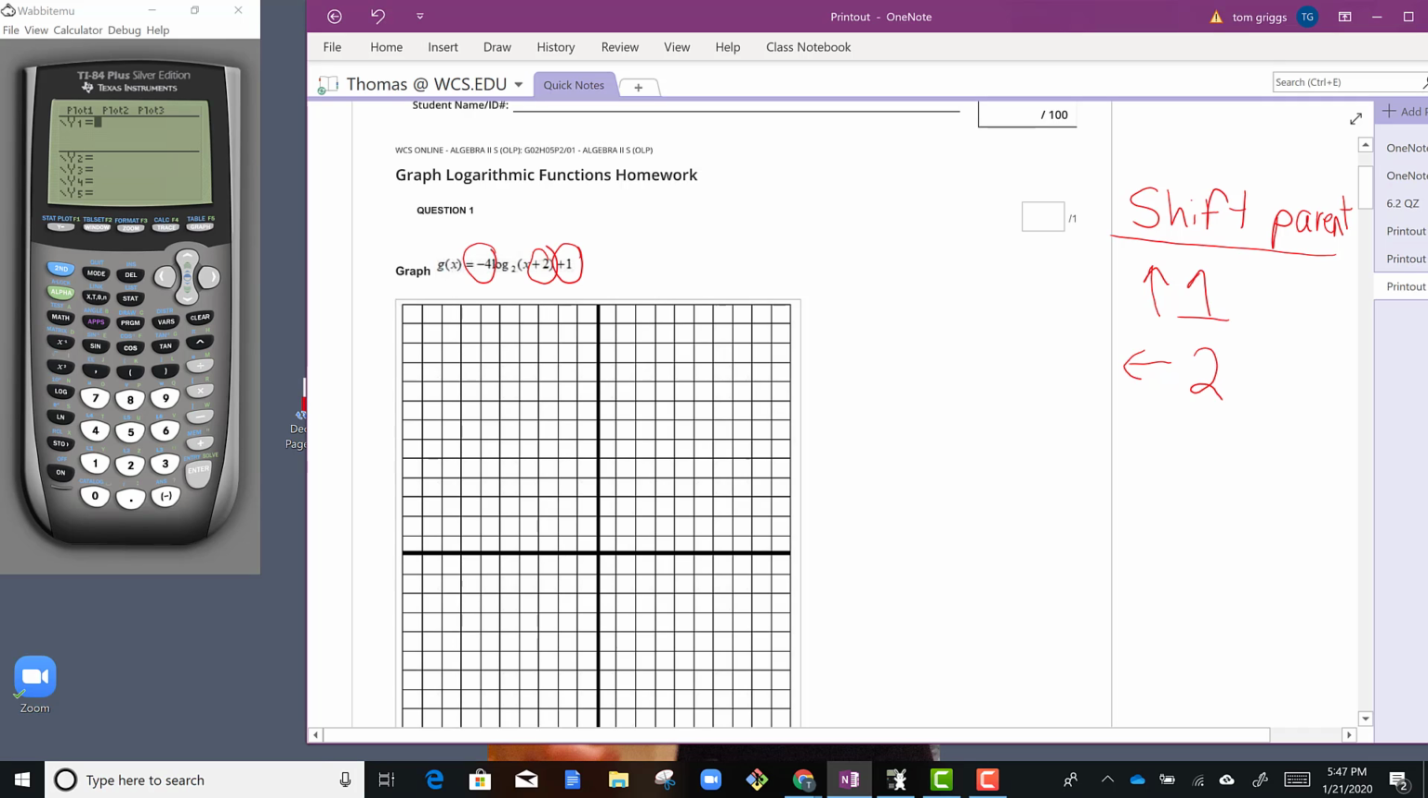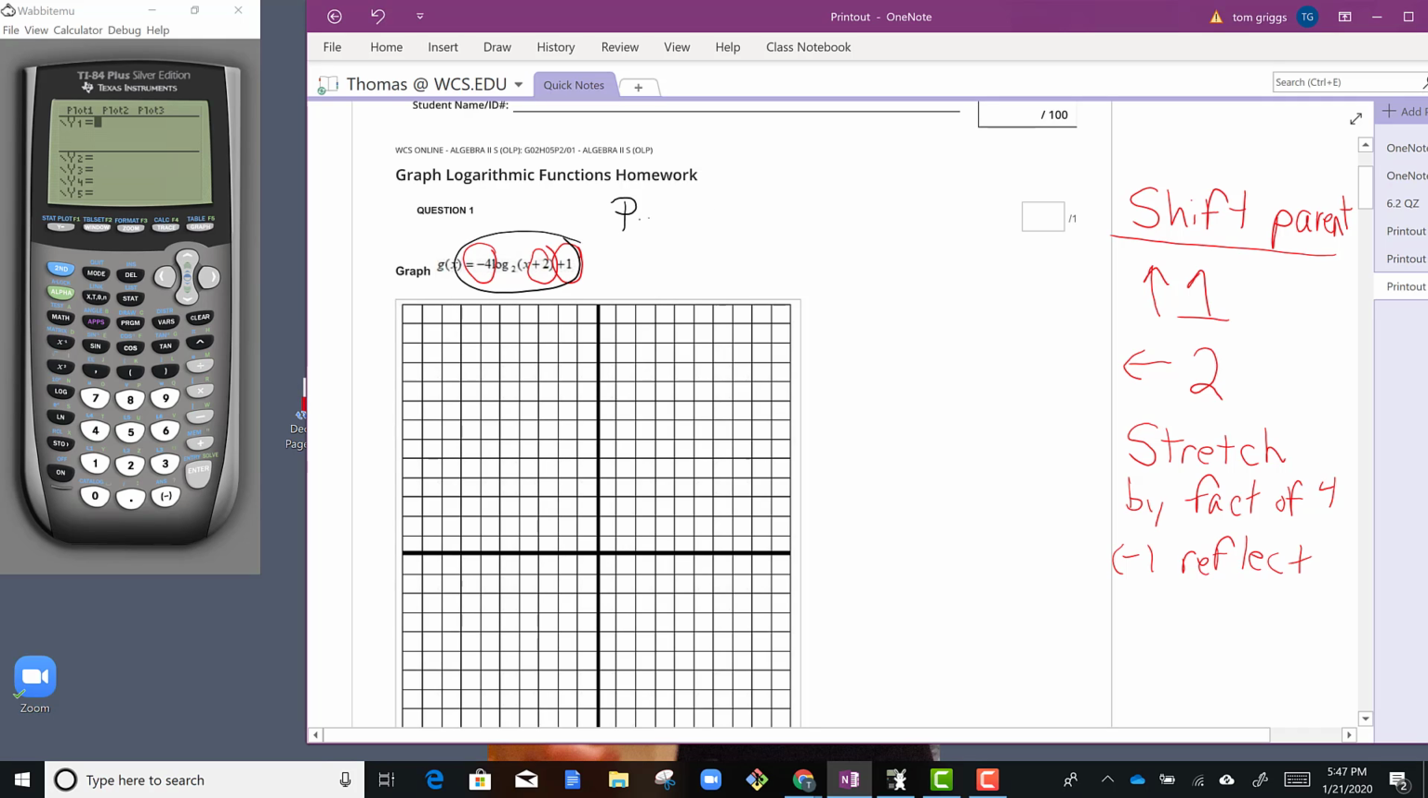And a -4 out front is going to stretch by a factor of 4. And the negative part, remember, is going to reflect. Remember, the key is, what are we shifting? So this is the transformed function.